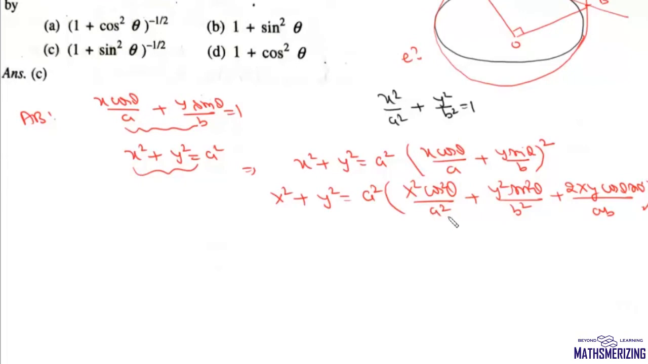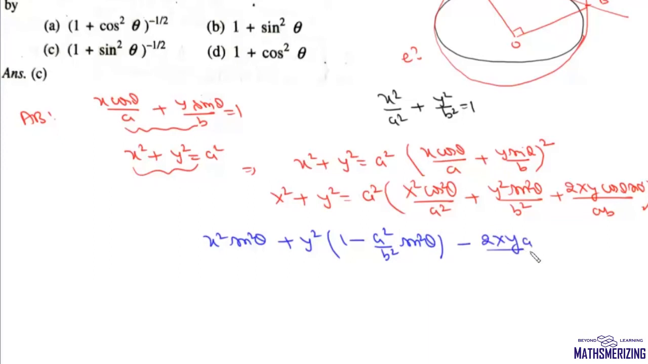So if we simplify, we can write this equation as x square times (1 minus cos square theta), that is sin square theta, so it will be x square sin square theta plus y square times (1 minus a square upon b square sin square theta) minus 2xy (a upon b) sin theta cos theta, and it is equal to 0.